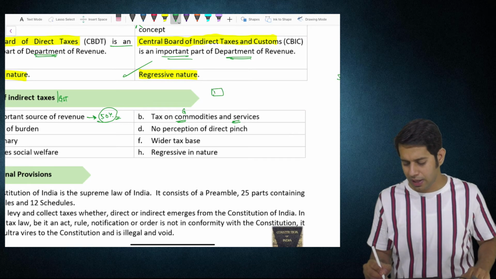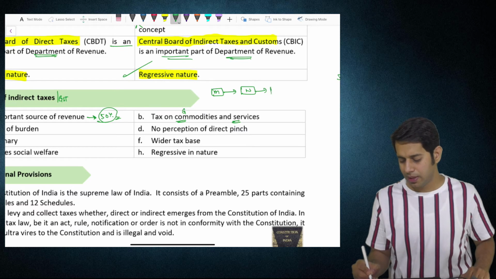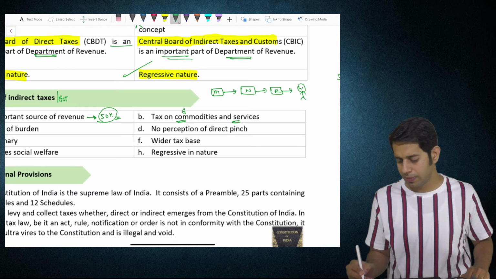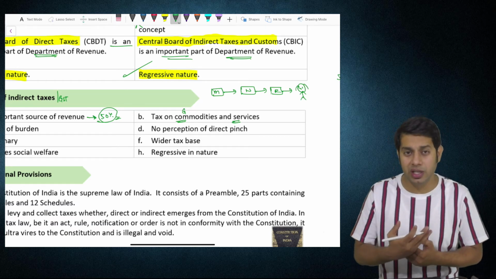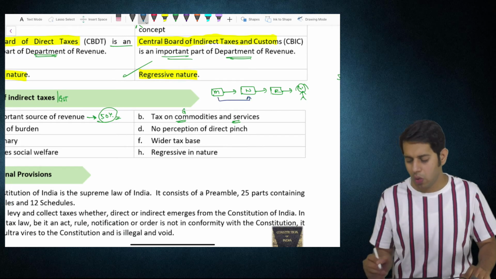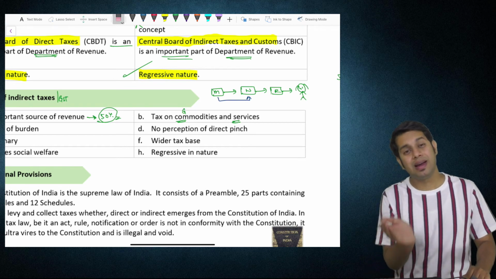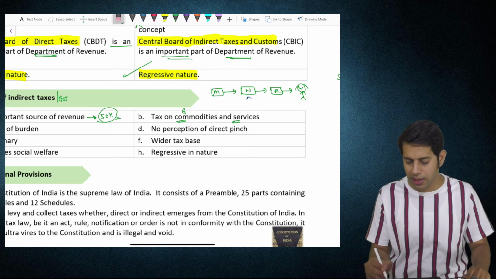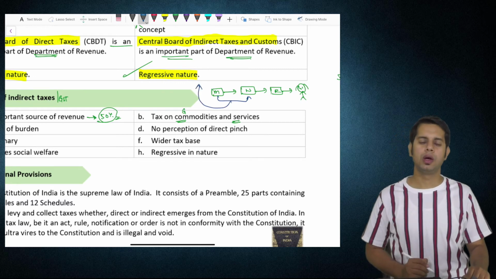For example, there is a manufacturer, a wholesaler, a retailer, and a final consumer. The manufacturer is manufacturing the goods. He will sell these goods to the wholesaler. At the time of selling these goods to the wholesaler, he will collect the tax from the wholesaler and pay the tax collected by him from the wholesaler to the government.